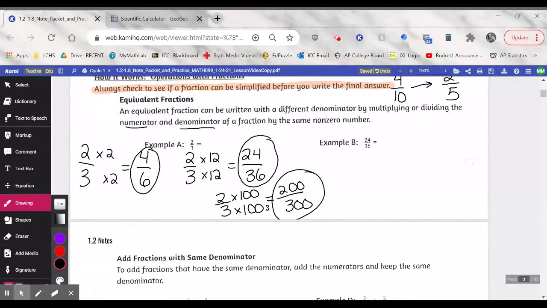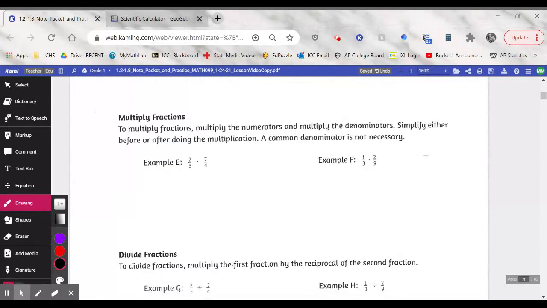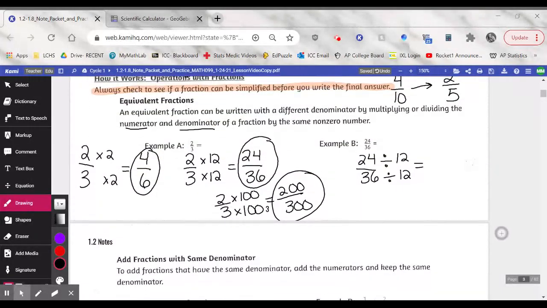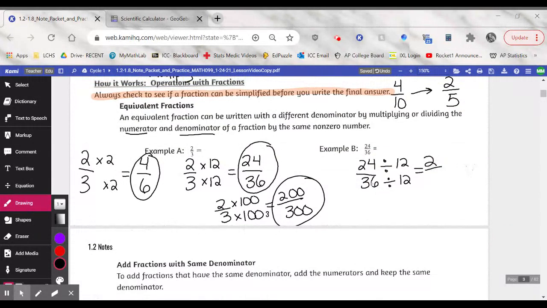All right, example B is 24/36. And if you look, 24/36 is one of the answers that we got. So if we took 2/3 and multiplied it by 12 on the top and bottom, we could go back to 2/3 by doing the opposite. We could divide by 12 on the top and the bottom. So 24 divided by 12 is 2. And 36 divided by 12 is 3. So we ended up back with the same one.